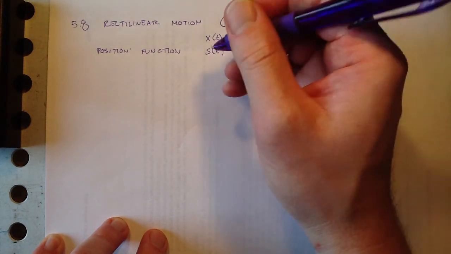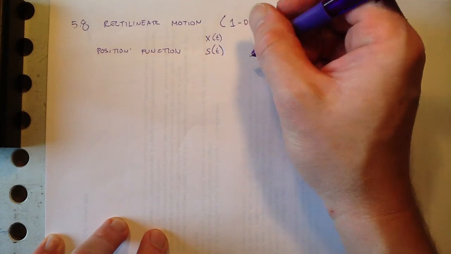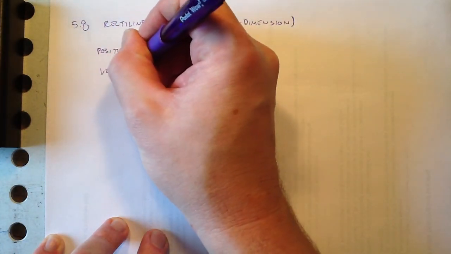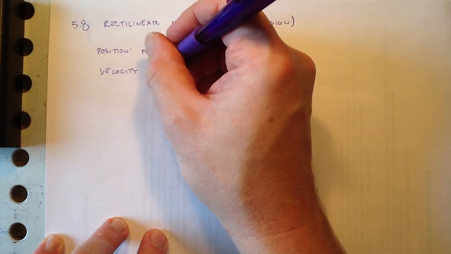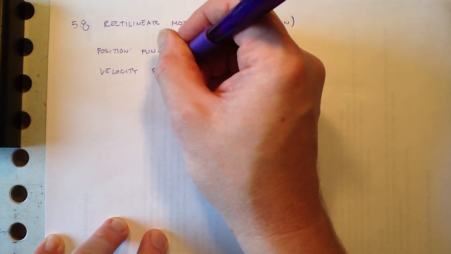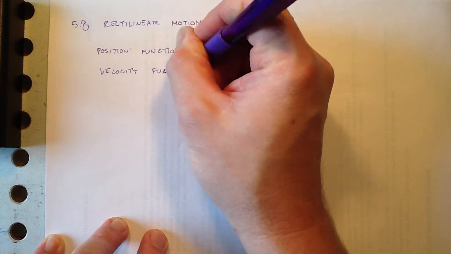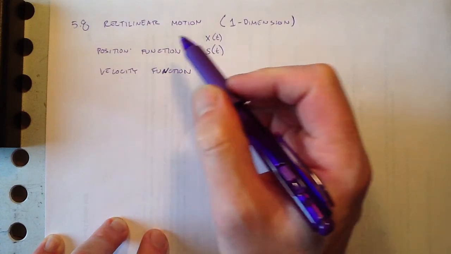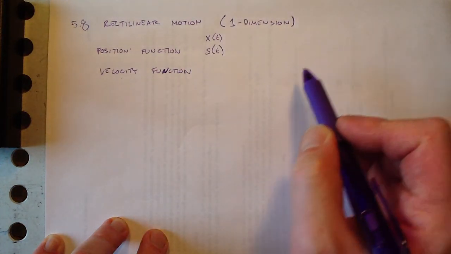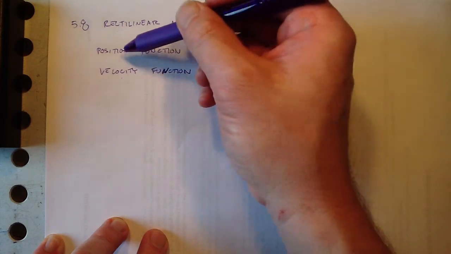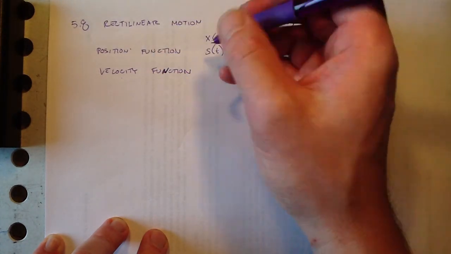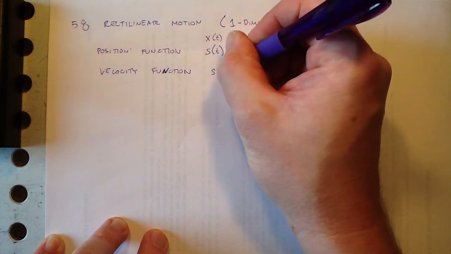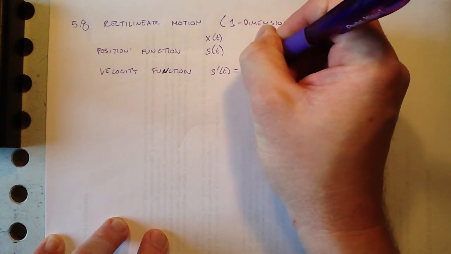Well, what do we know about derivatives? What's the derivative of position? Well, velocity is the derivative of position. You want to think about that in terms of slope. Velocity is defined to be how far you went, a change in position over a change in time. Change in position over change in time, that's the slope of this. So the velocity function would be the derivative of position.